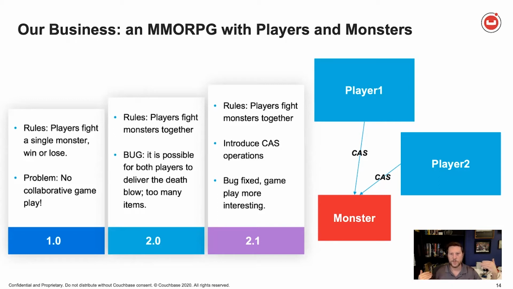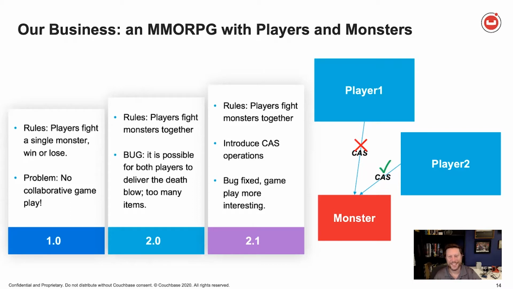So in the scenario where two actors within the system are trying to grab that document at the same time, what we want is one to succeed and one to fail, and CAS will give us that in a very efficient way. So we pull out that trick, we introduce CAS operations, the bug is fixed, gameplay is now much more interesting, and 2.1 does really well. So that's great. We now have much better revenue. We're doing great with our new startup here.